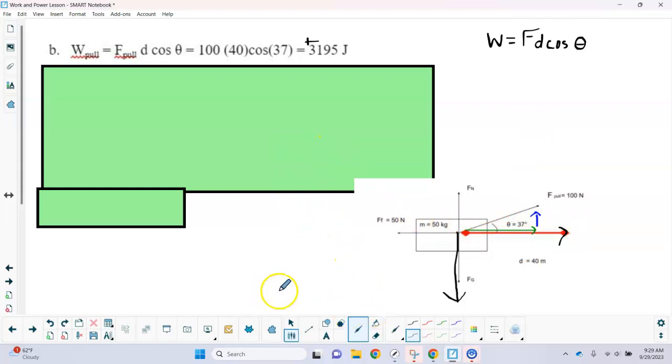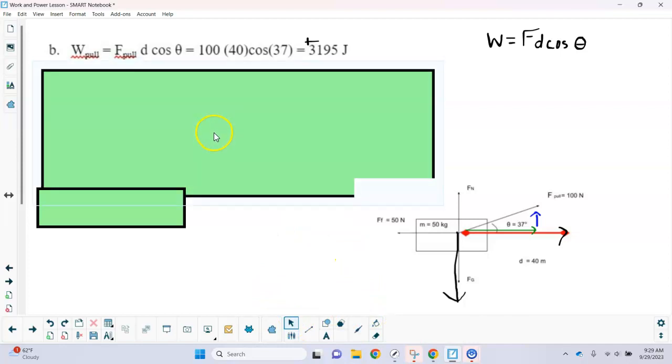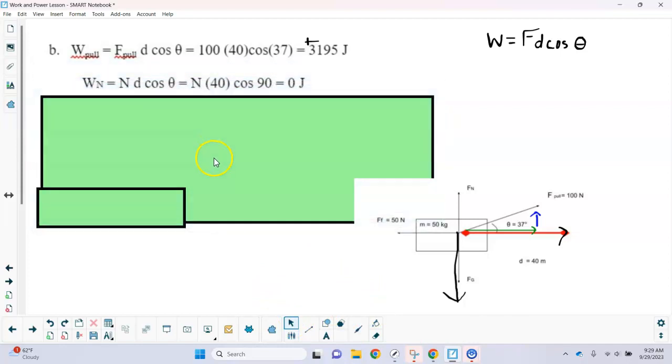For the friction, I'm not sure if I did friction next, I might have done gravity next. I did the normal force next. The normal force, we don't know the number, and we don't really have to solve for it. It's okay, you don't need to do that. But we know the displacement's still 40.